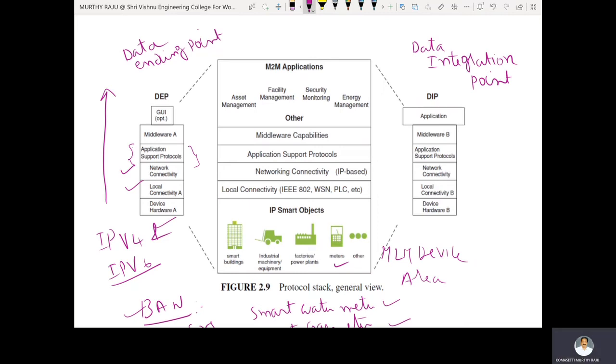Constrained network means low availability and low bandwidth. CoAP also uses HTTP for accessing web pages. In this case, the CoAP application layer protocol uses UDP applications. HTTP, hypertext transfer protocol, uses TCP, transmission control protocol, applications.